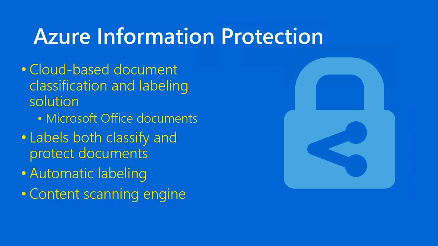Besides the notion of your employees manually labeling documents, you can configure Azure Information Protection to scan against your cloud-based and even on-premises document stores, and AIP will apply the appropriate labels and policies to those documents according to your rules. It's a really neat solution for Azure governance and information protection.